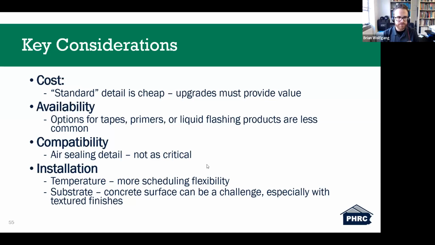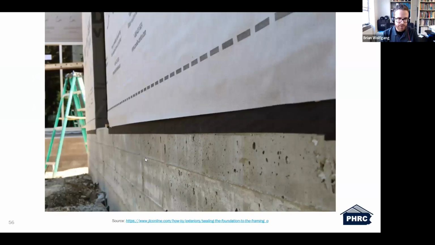There's some builders in our area that like to include a texture within the forms for their cast-in-place concrete foundations. It becomes a lot more difficult for tapes to adhere. So, this is just an example from a good article that I referenced a couple times here, where they're using a tape to adhere down to that foundation.